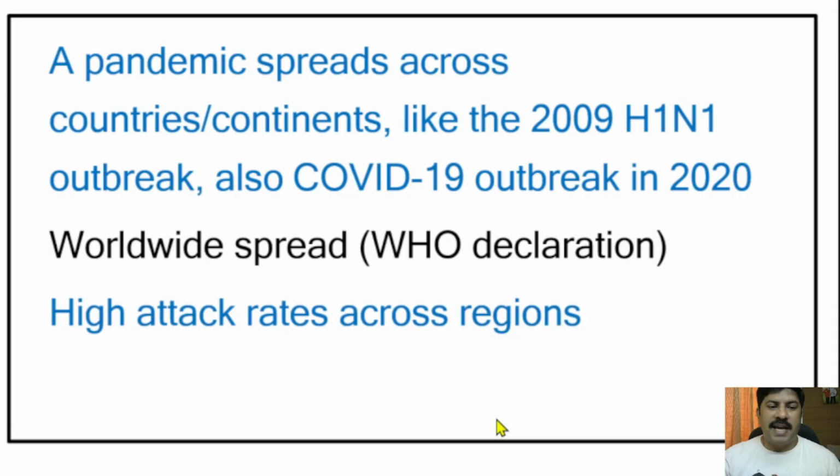There will be high attack rates across all the regions. Pandemic cases spread from country to country or continent to continent. There will be a worldwide spread. WHO has to declare it a pandemic disease. Then only can we consider it a pandemic. Then the rate of attack will be very high.